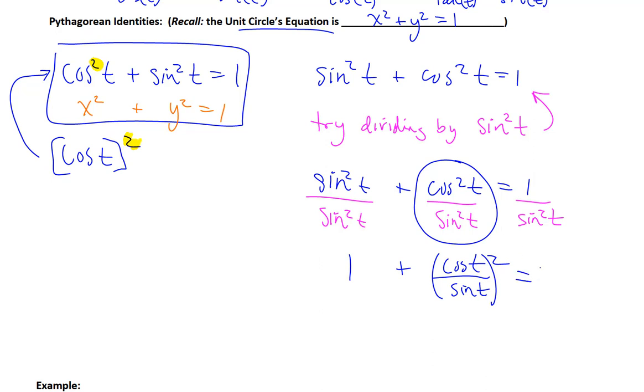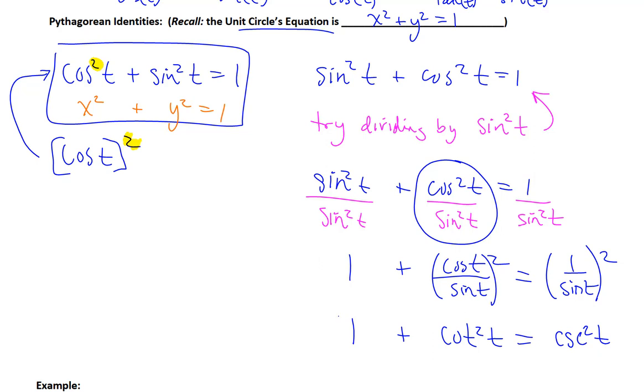If we move on to the right side, we have 1 over sine squared of t. Well, again, that's like saying 1 over sine of t, squared. And what is 1 over sine? Well, it happens to be cosecant. So what we get is a different identity that's just kind of rearranged. We really now have 1 plus cotangent squared of t equals cosecant squared of t. 1 over sine is cosecant, so 1 over sine all squared is cosecant squared.